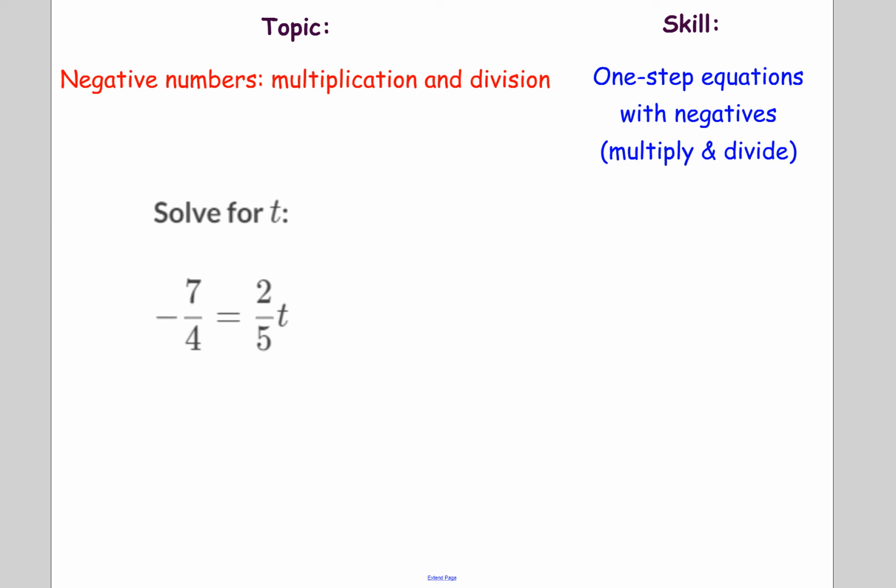Negative 7/4 equals 2/5 t. All right, this one may not be as easy as the previous problem.